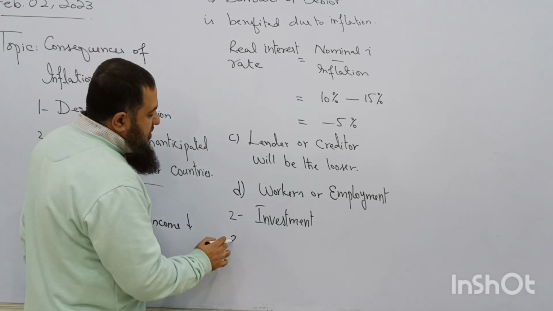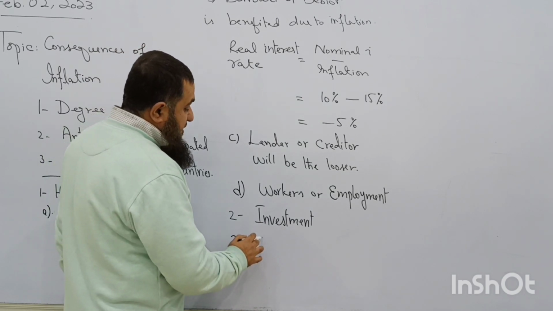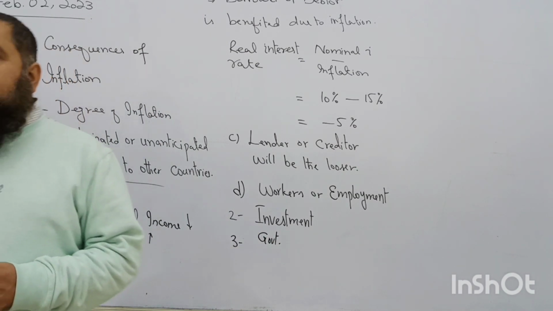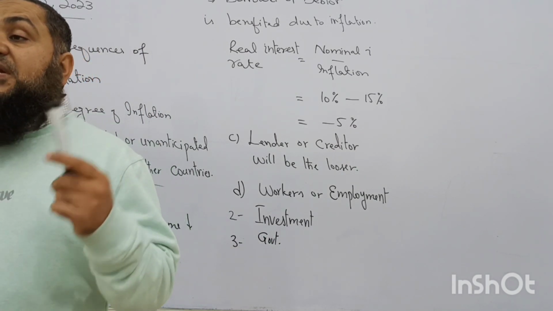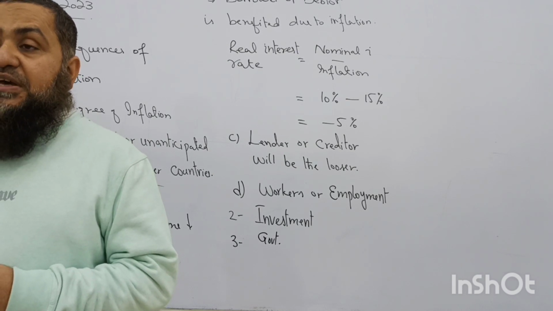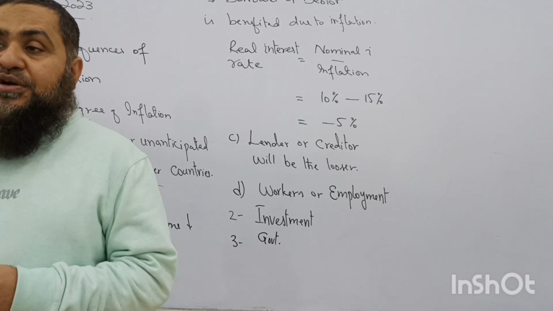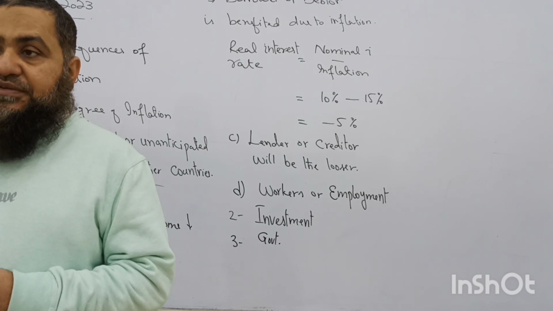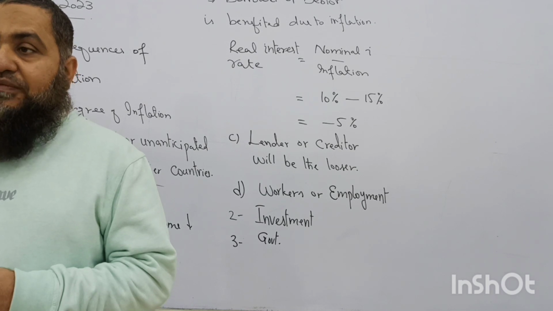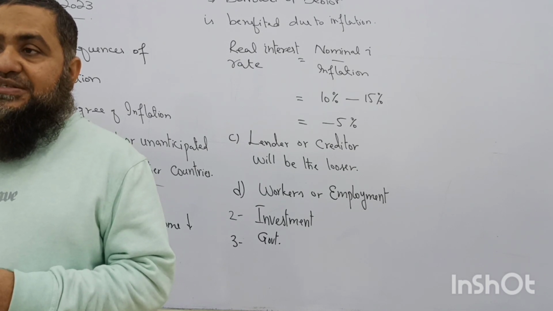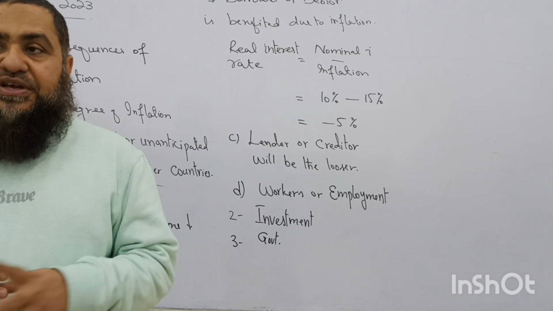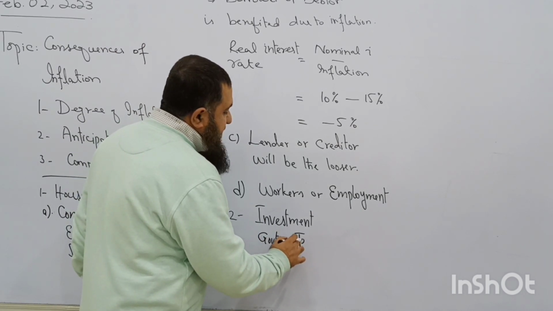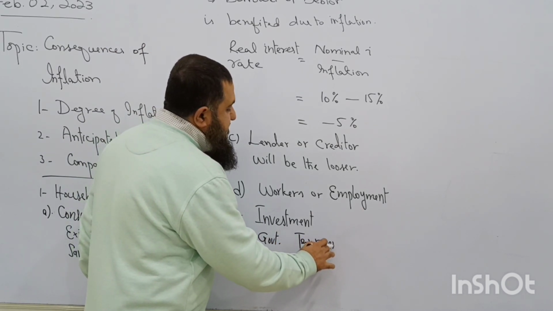Now the third factor that will be affected by inflation is the government. Do you think the government will be benefited due to inflation? Government tax revenue will increase due to inflation. For example, prices of products are increasing, so the government is able to collect more indirect tax revenue. Clear? So when indirect tax revenues are increasing, the government is benefited due to inflation. This is one way, indirect tax revenue. I said tax revenue of the government will increase.